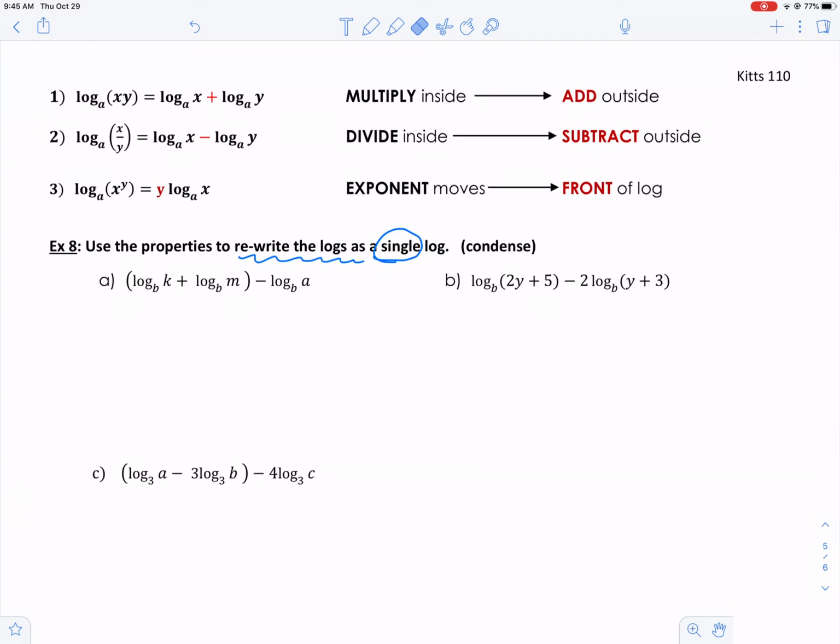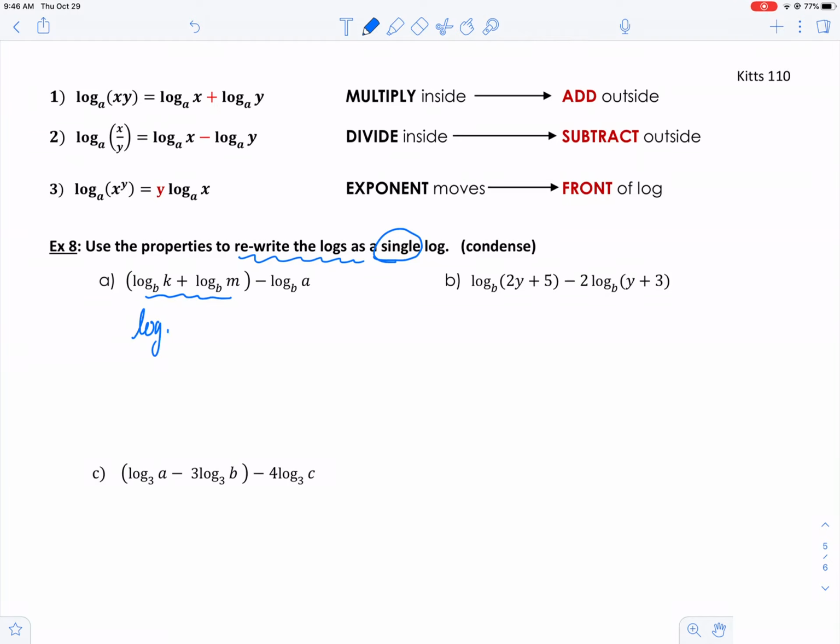I like condensing better than expanding because I'm making it simpler. So remember, anytime you see a plus, here we said if it was multiply, then that means we're going to add. So now if they have an add, we're going to put it back together and have our multiplying. Okay, so I'm going to reduce this to one single log.